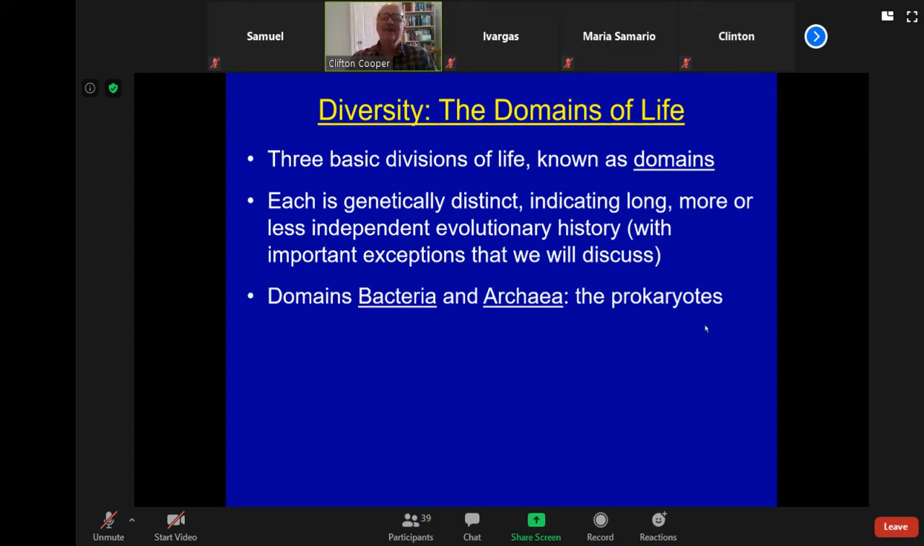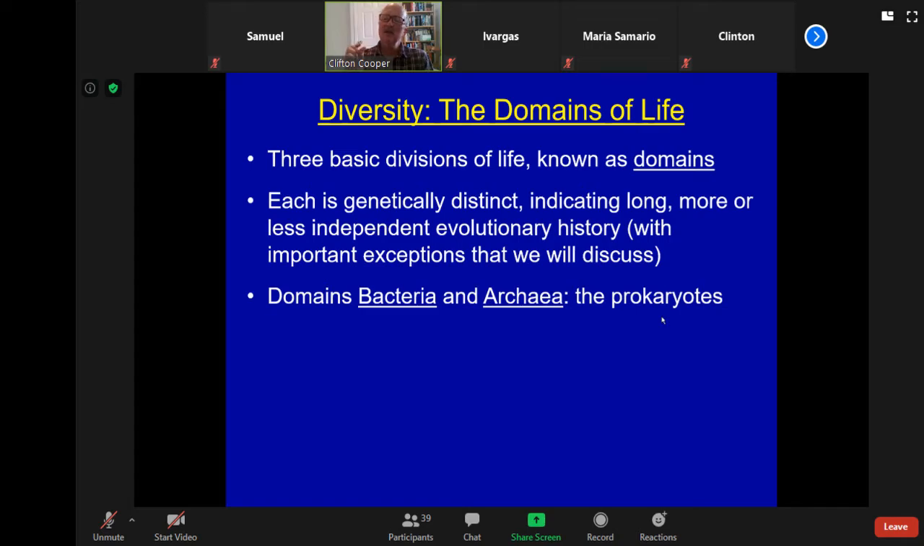And two of those domains involve prokaryotic cells. We have the bacteria and the archaea. Now, bacteria I've already referred to quite a bit. Archaea, you may not be familiar with that term, but think about bacteria-like organisms, but with some important differences from bacteria. In both cases, we are talking here about prokaryotic life forms.